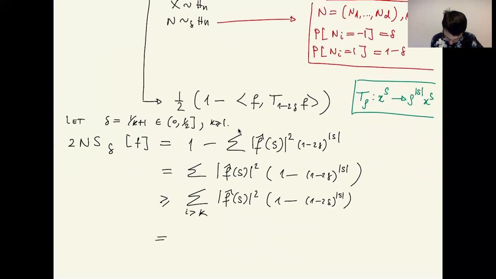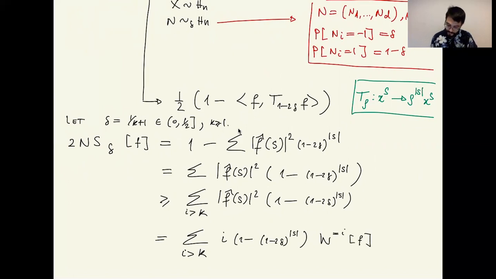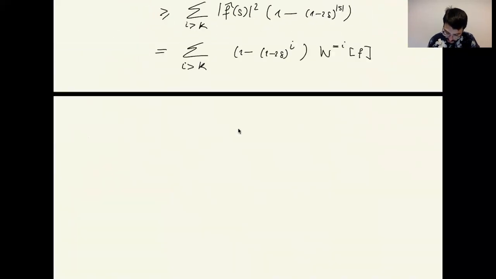And then I can rewrite what this is. This is just the sum over I greater than k, and this is what? This is I, 1 minus, oh sorry, 1 minus 2 delta to the moduli of S. W equals I of F. Oh, this is not S, this is I now. And there is no I here. Okay. Then we're almost there.